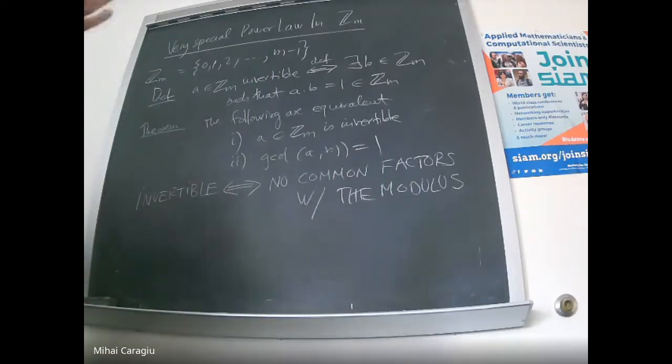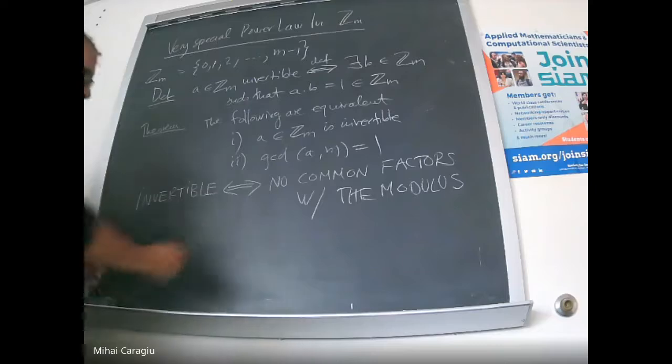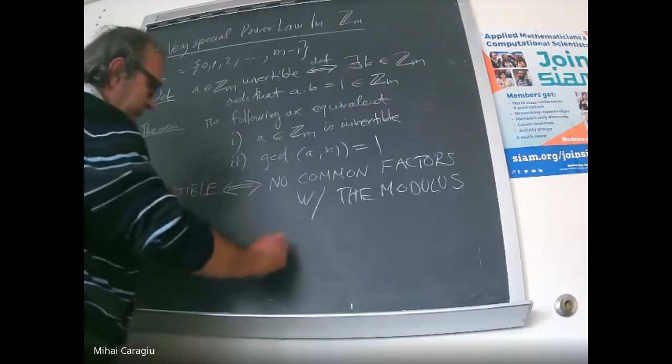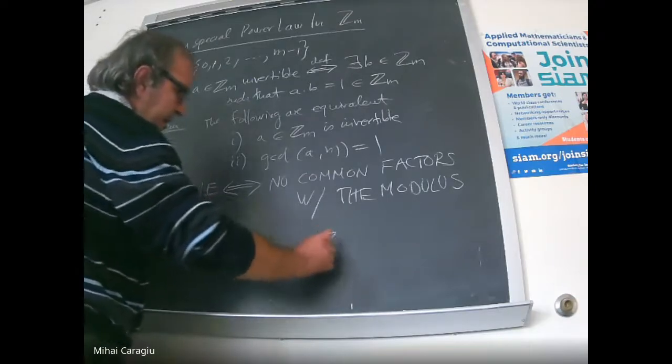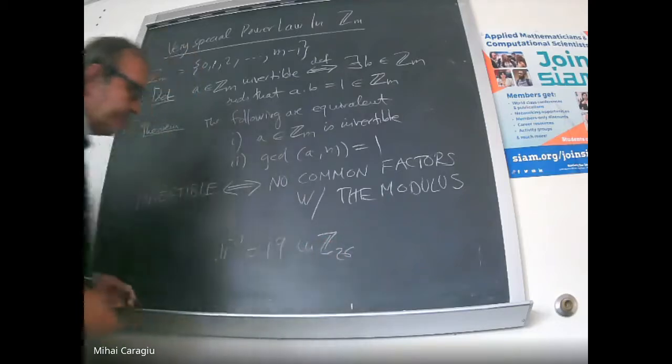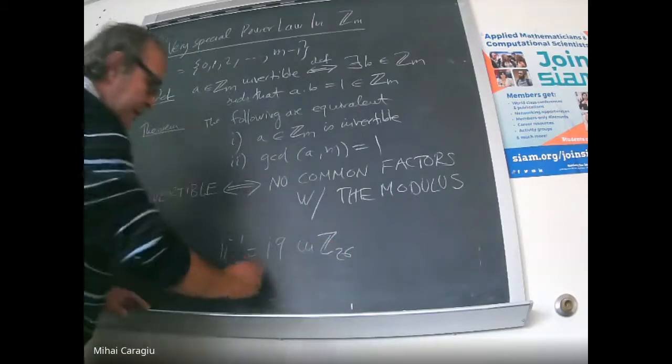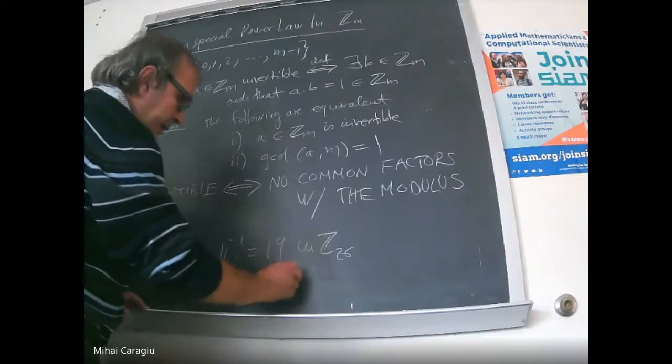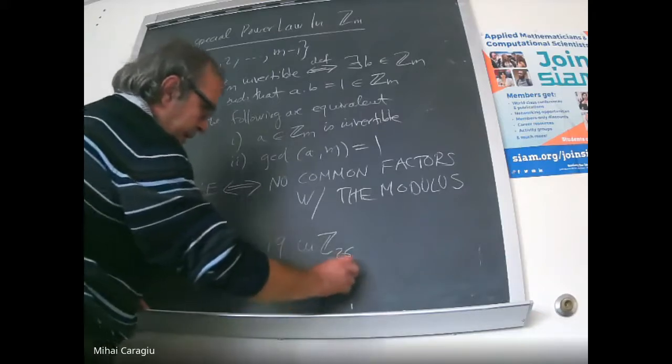Okay, so we discussed this. Prior to that, we discussed inverses for the method of affine encryption. For example, 11 inverse equals 19 in Z26, because 11 times 19 equals 209.